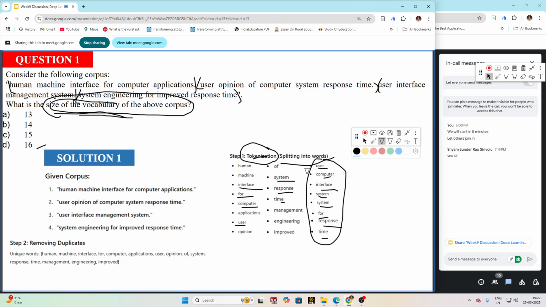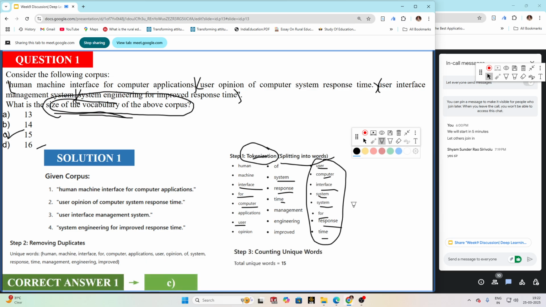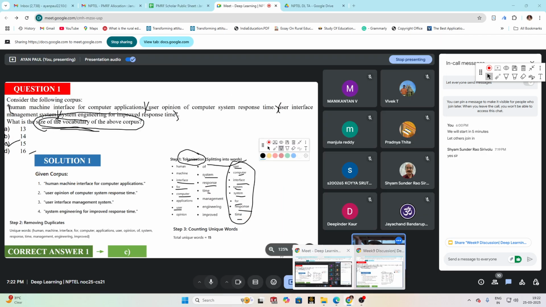So now we have to find out the size of the vocabulary. We just have to count the words in the vocabulary. So 1 2 3 4 5 6 7 8 9 10 11 12 13 14 15. So 15 unique words are in the vocabulary. So 15 is the size of the vocabulary. Okay, so C is the answer. Is it clear to all of you?